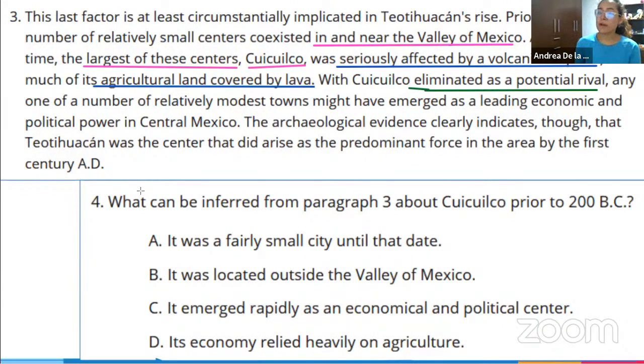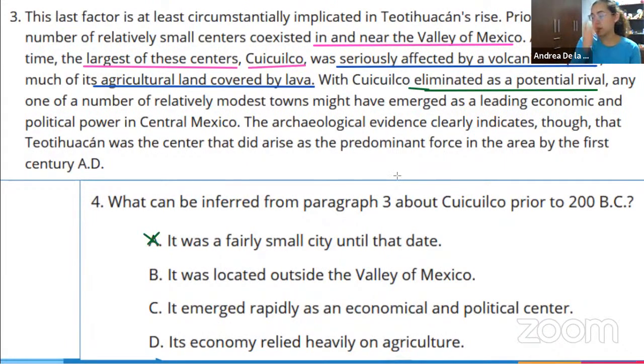Option A says it was a fairly small city until that date. Probably not, right? Because we know that they were the largest of those centers, so they weren't a small city. And when they say until that date, that means that something happened after that date, but we don't know what happened after 200 BC. So it's not option A. We don't have enough information to say that.